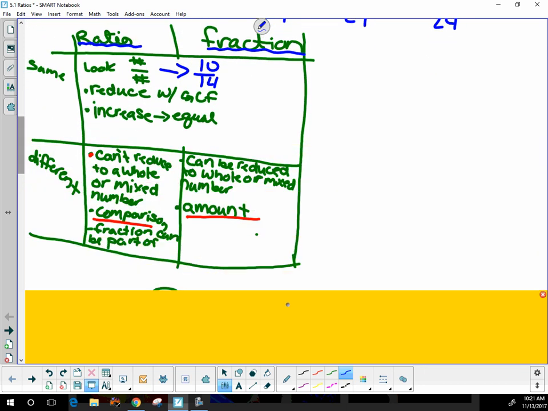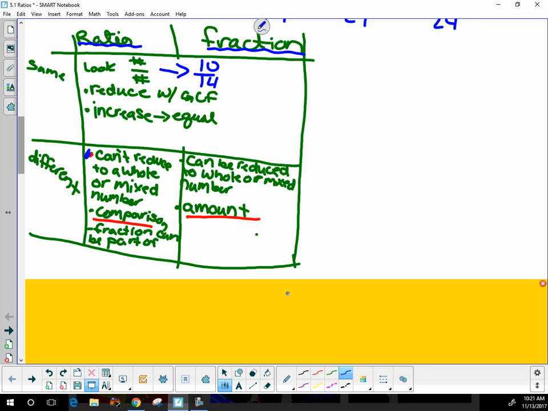How they're different. Now, this is really squishy writing, so you're going to have to kind of hear my words as well. Ratios, you cannot reduce to a whole or a mixed number. We already discussed that and talked about why. With fractions, you can. It says can be reduced to a whole number or a mixed number. Okay. How they're different. Ratios are a comparison. Remember, there are two amounts. A fraction is one amount, like half a cup of sugar, where you might say for 1 cup of sugar, you need 2 cups of butter, or something like this.